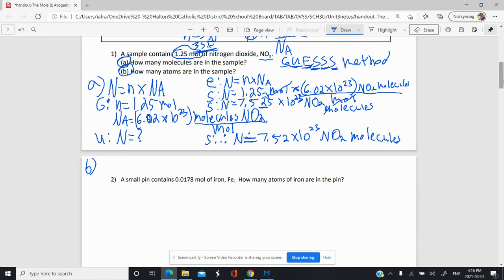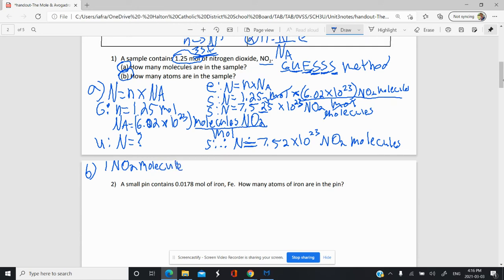So let's write a conversion factor out. In one NO2 molecule, there are 3 atoms. In one molecule, there are 3 atoms, okay? Because there's 1 N and 2 O's, and that's in one molecule, okay?